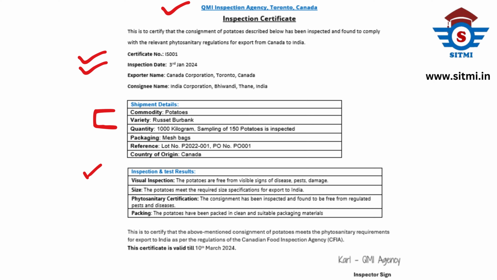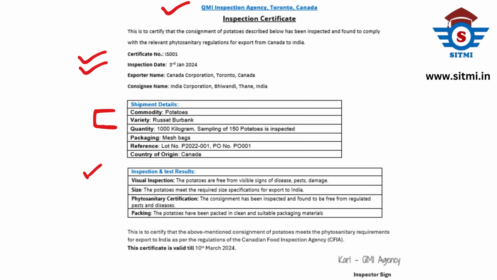The seventh point is the inspection methods and procedures. Information about the methods, procedures, and criteria used for conducting the inspection. This helps establish the credibility and reliability of the inspection process.